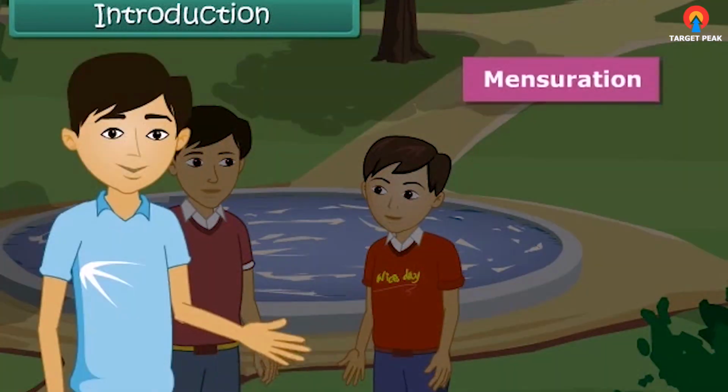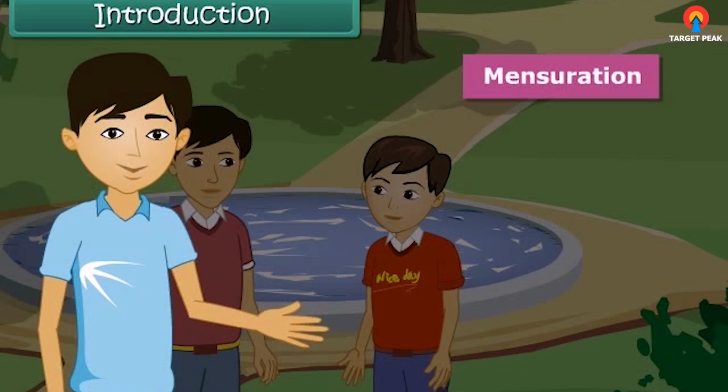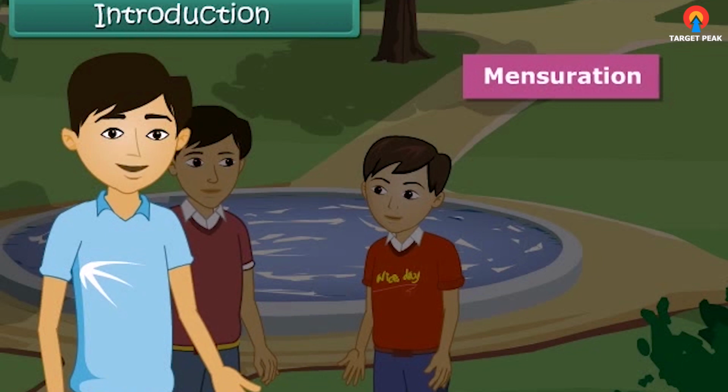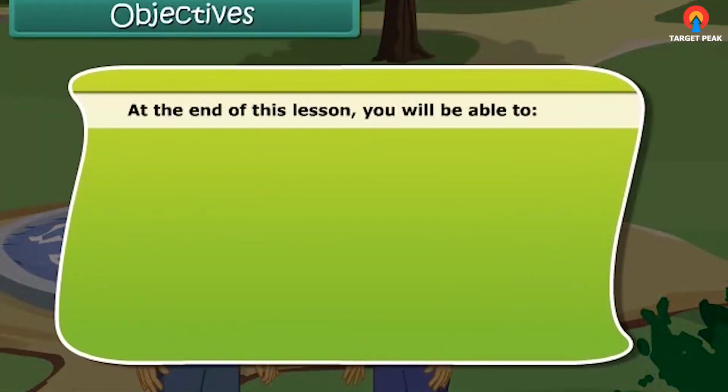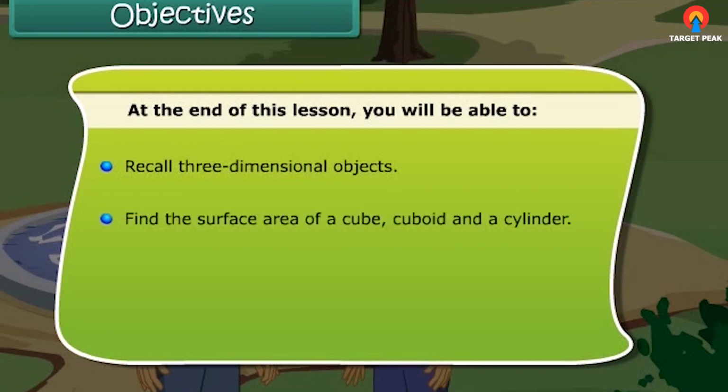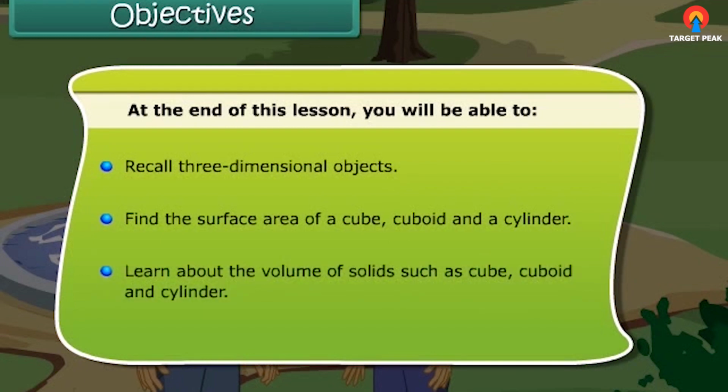Children, in this lesson, Mensuration, we will learn to calculate the surface area and volume of some 3D objects. Objectives. At the end of this lesson, you'll be able to recall three-dimensional objects, find the surface area of a cube, cuboid, and a cylinder, and learn about the volume of solids such as cube, cuboid, and cylinder.